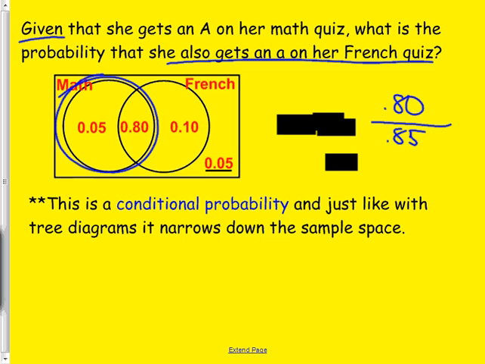What did you get? 94? Raise your hand if you got 94%. Okay, awesome. All right. Was this a not French kind of question? Was this a complement question? No, it was not. We were actually using math. We weren't using not math. We were using math. Okay.